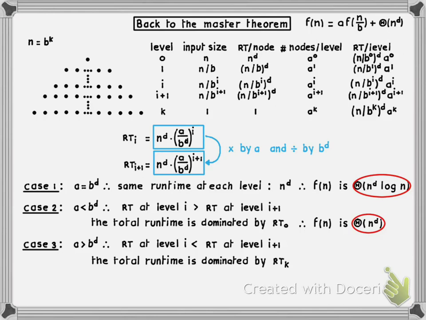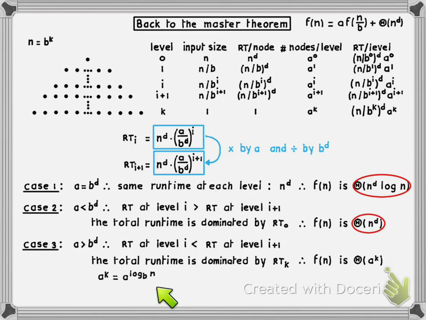Now, what is the runtime at the leaf level? Well, it's just 1 times a to the power k. So in other words, in this case, f of n is on the order of a to the power k. Now, this looks a little strange because this runtime does not seem to depend on n. But of course, that's an illusion, because remember, k is equal to log base b of n. So let's replace k by that value, and we get a to the power k is equal to a to the power log base b of n.